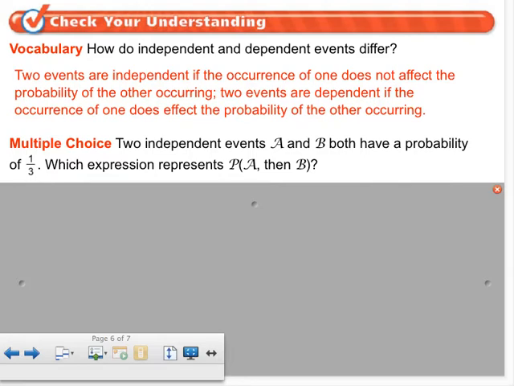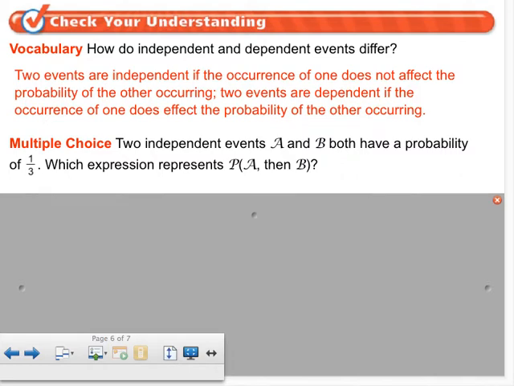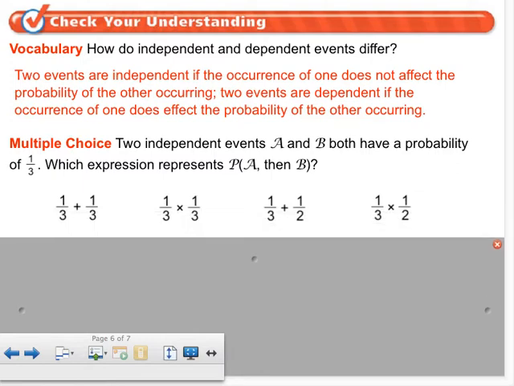Here's what I need you to do. Take a look at this multiple choice question. We're not going to actually calculate it. 2 independent events, A and B, both have a probability of 1/3. Which expression represents the compound event, the probability of A, then B? Which one do you think it is? Choice B, the second choice? Yes. And what would this probability be then?